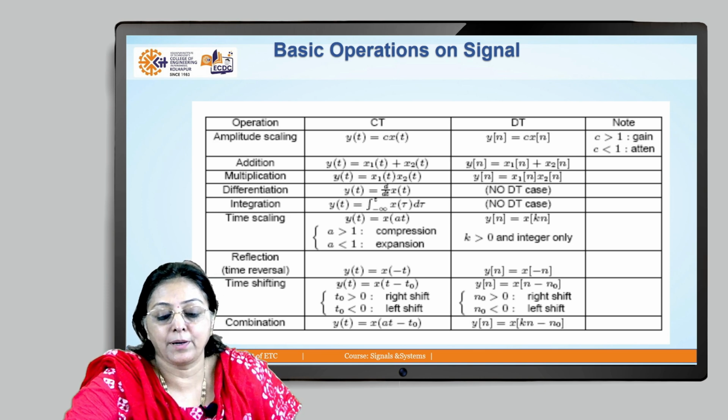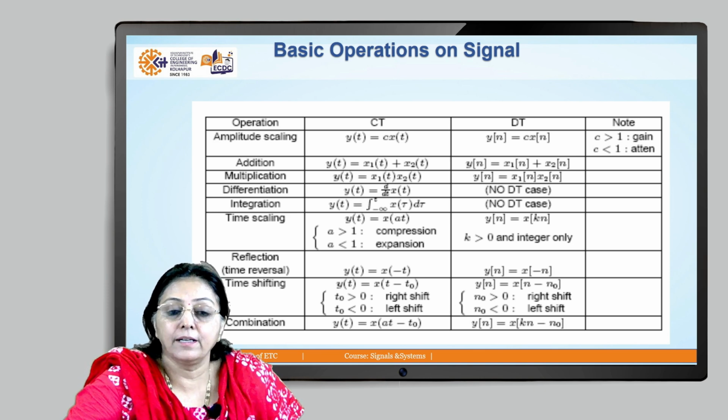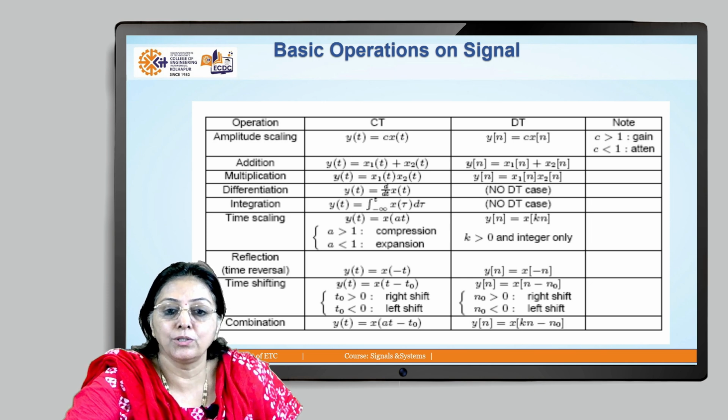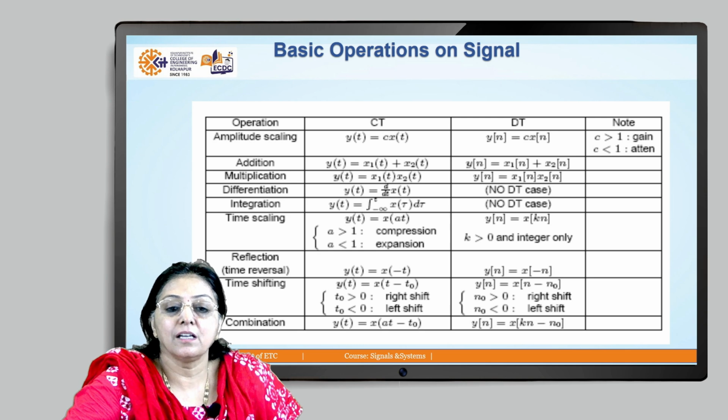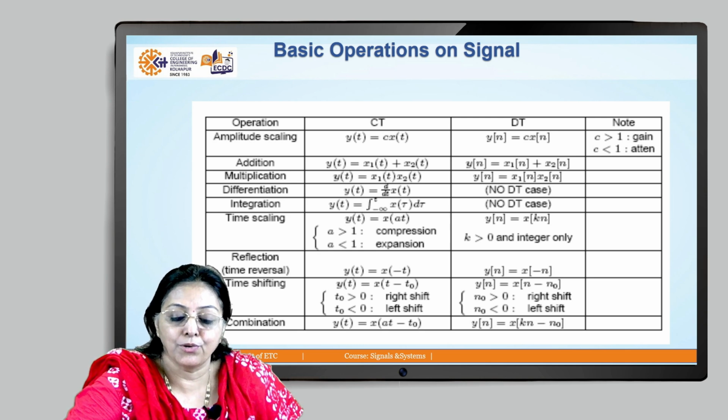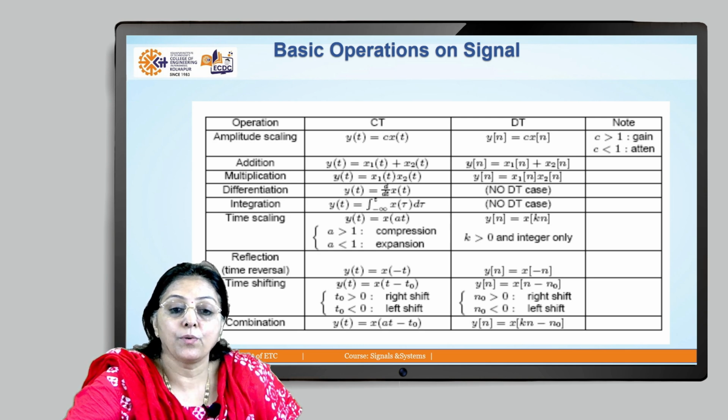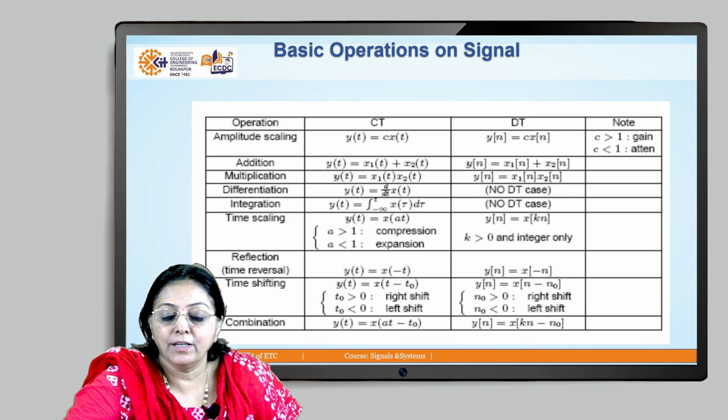It is inside the bracket because it is related to the time axis, so it is not externally multiplied to the whole signal. It is very important, and because of that, this is one type of transformation we are going to use for problem solving. So y(t) = x(at), where a is the multiplication parameter to the time axis. Depending on that, a is greater than 1 or less than 1. If it is greater than 1, it is a compression; less than 1, it is expansion.